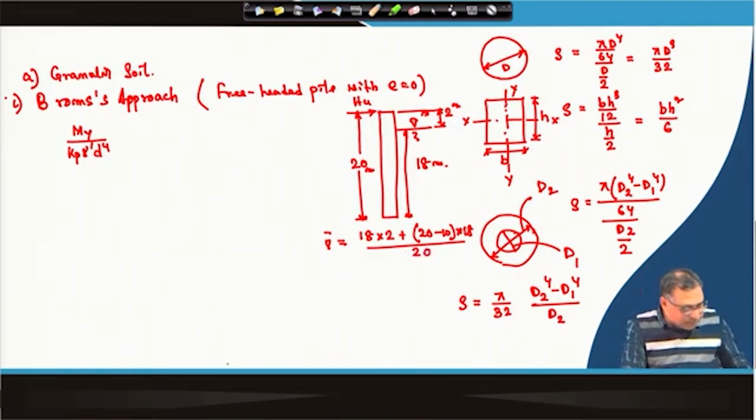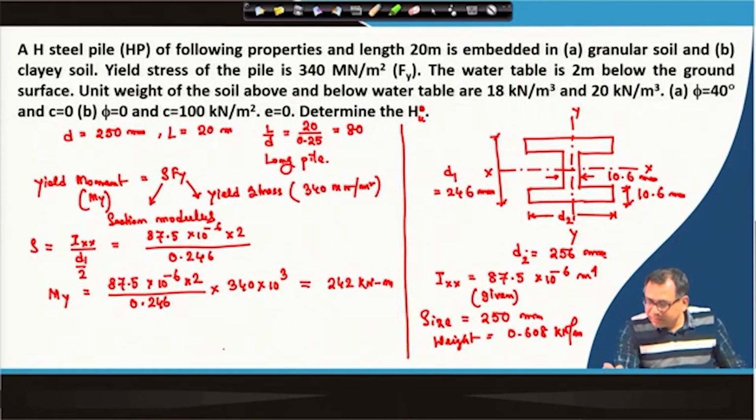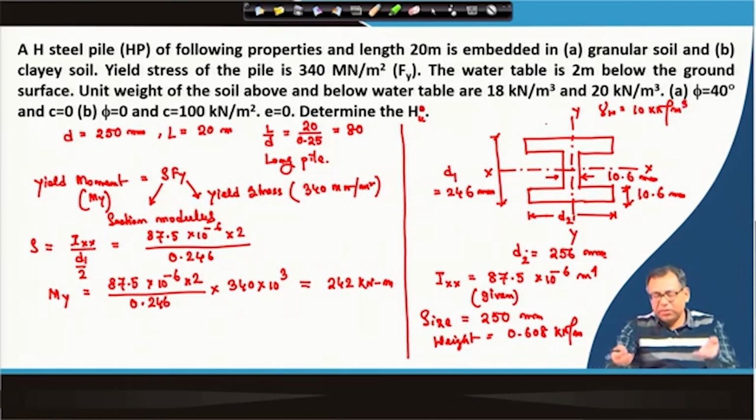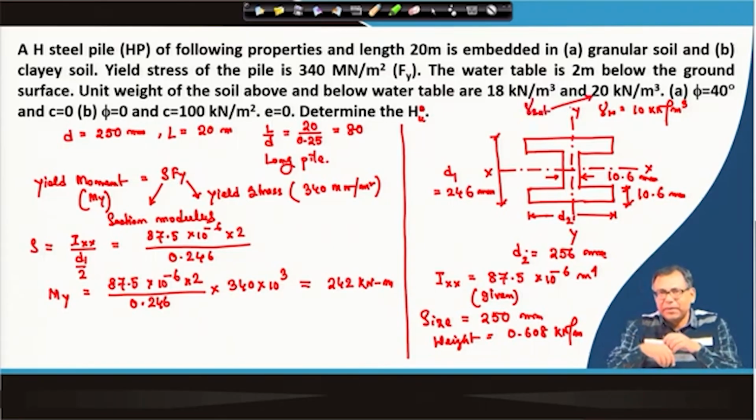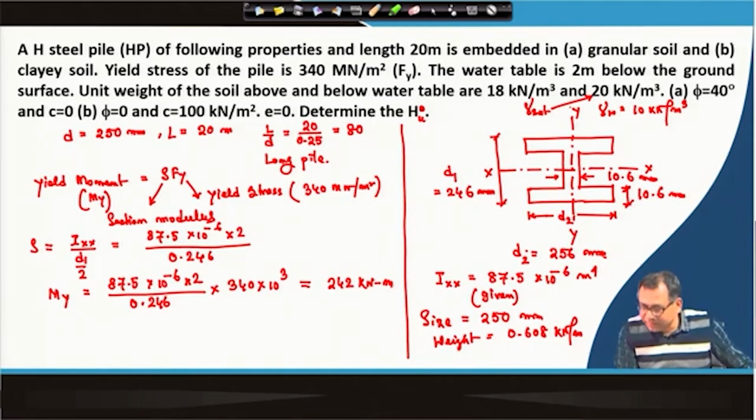Okay. So, unit weight of water is taken as 10 kilonewton per meter cube, this is not given. And the unit weight below the water table is 20 kilonewton per meter cube, it is a saturated unit weight, gamma sat. Submerged cannot be 20 kilonewton per meter cube. Submerged will be 20 minus 10, 10 kilonewton per meter cube.